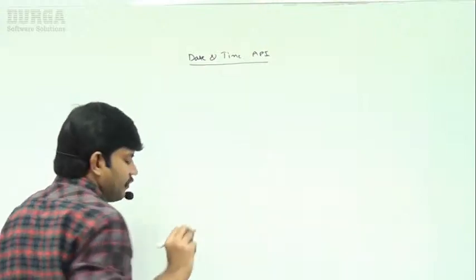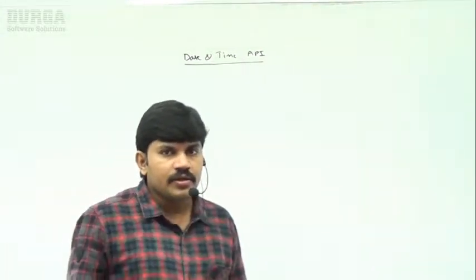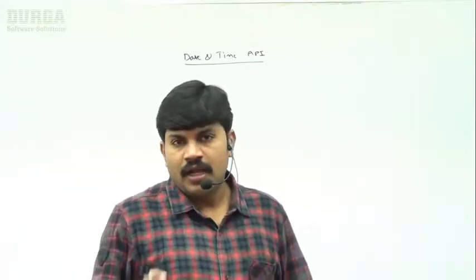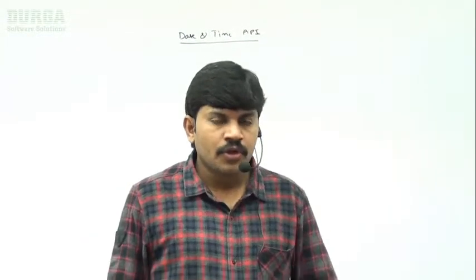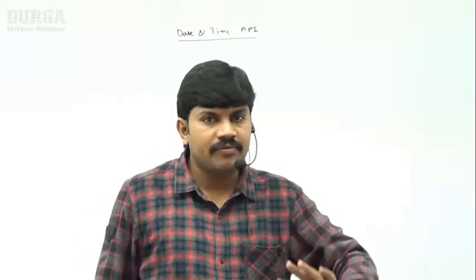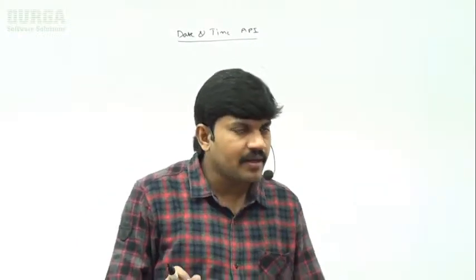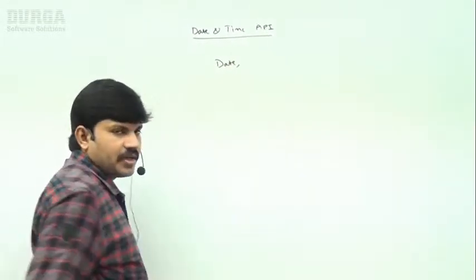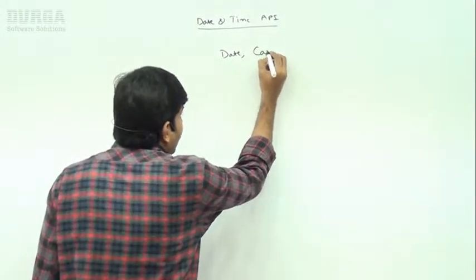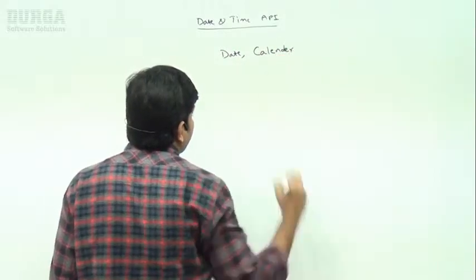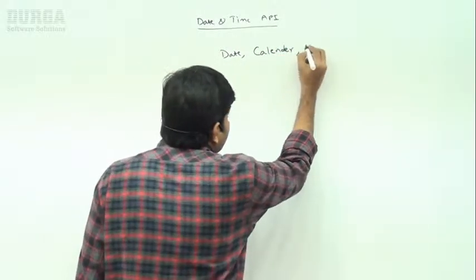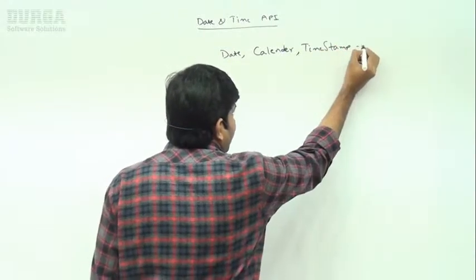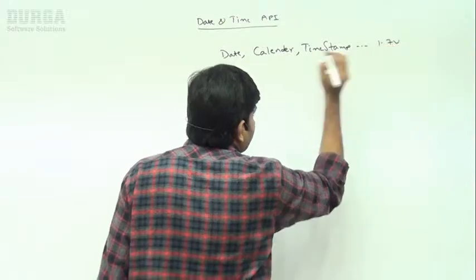Date and time API. Sir, why did a new API come in the 1.8 version? Until the 1.7 version, to handle date and time values, we had several classes. The Date class is available. After that, the Calendar class is available. Next, the Timestamp class is available until 1.7.